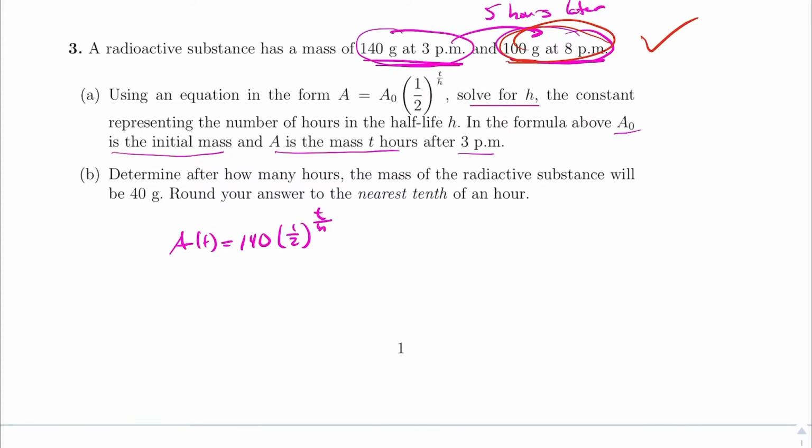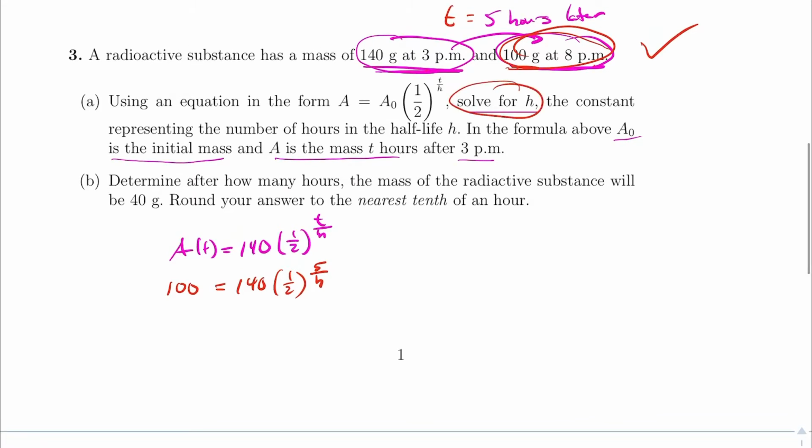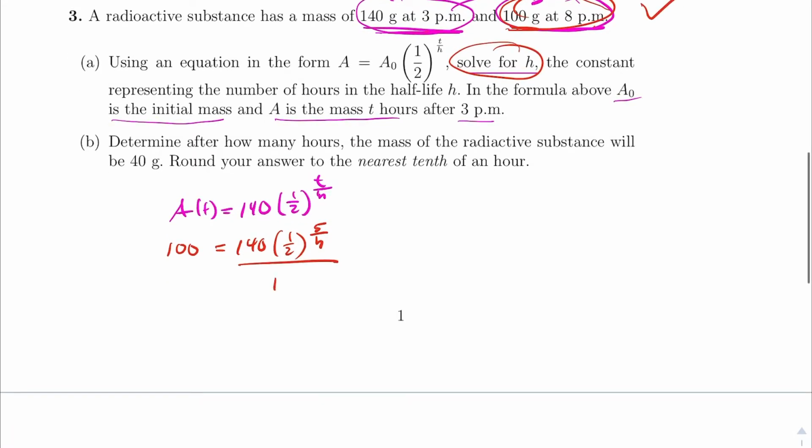So at 8 p.m. we have 100 grams, so the amount is 100. It's still a half-life, so it's still half. The time that elapses is 5, so it'll be 5 for t, and then h would stay as h, because we're trying to solve for h. So here we go. We divide by 140 on both sides.